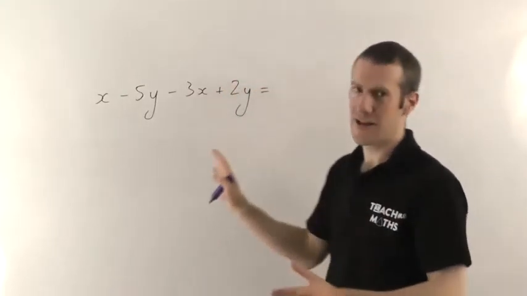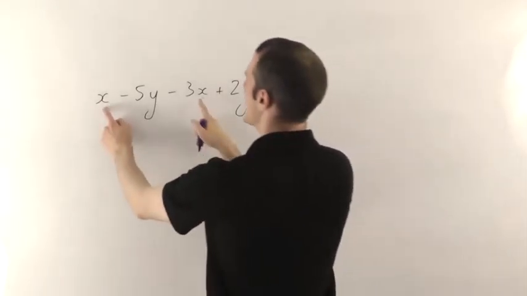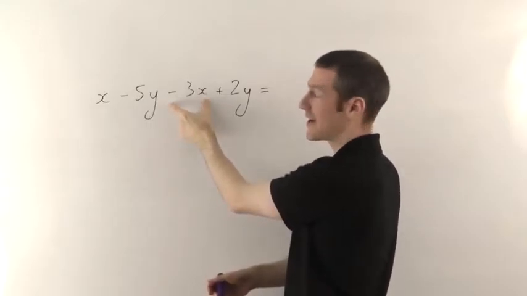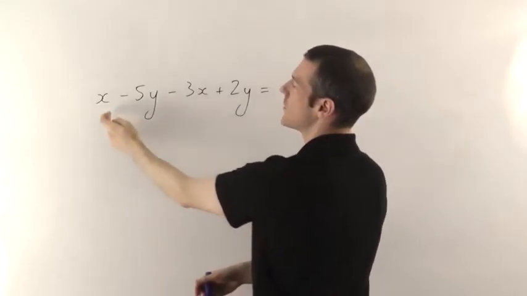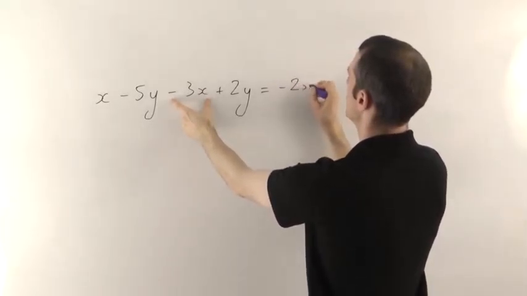Now I won't go around circling everything this time. Try and picture where those circles would be. So I'm combining the x's. I've got imaginary plus 1 lot of x minus 3 lots of x. Yep, that minus sign attaches to the 3x. It's a minus 3x. So 1 lot of x minus 3 lots of x give me minus 2 lots of x.